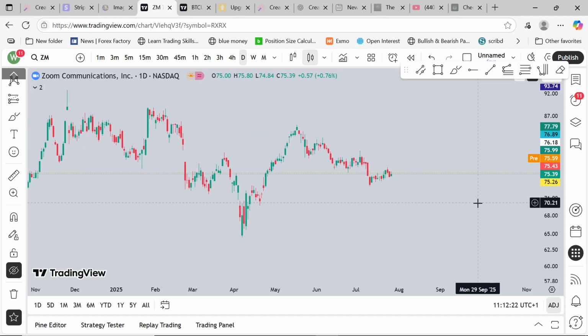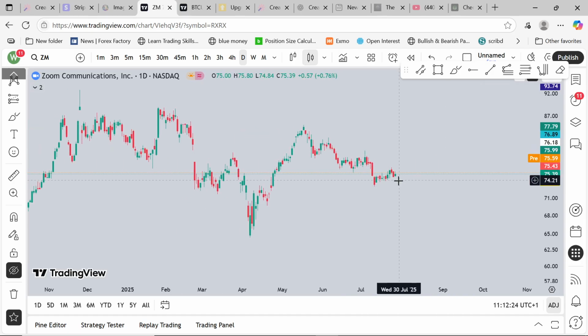On the daily, same thing. I just feel like they're going to stab this low before they go higher. 1, 2, 3, 4. I just see what I believe is a quick stab before going higher. So very excited for this one.